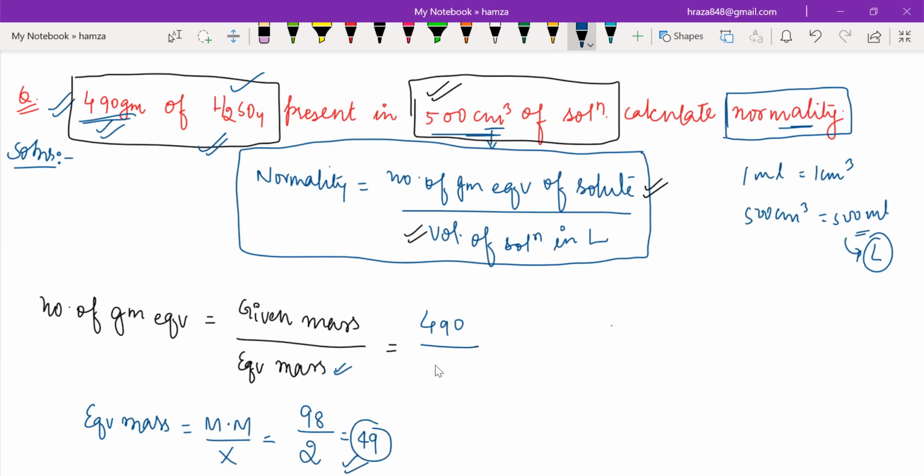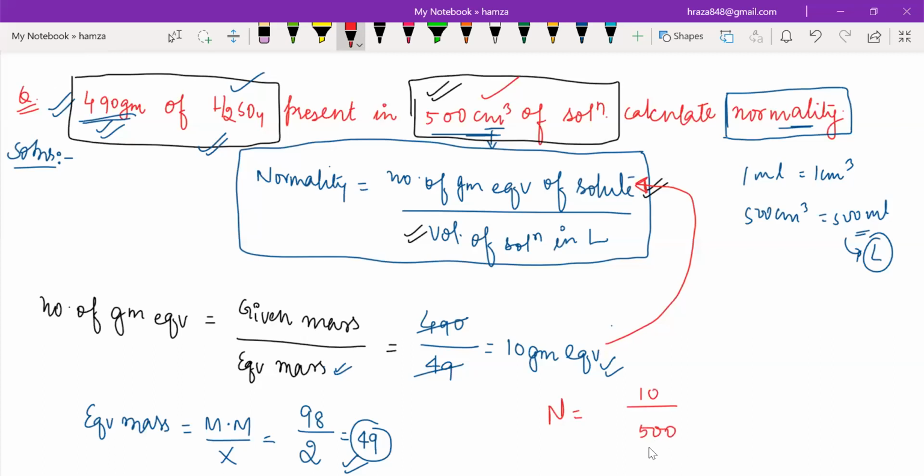So putting the value 49 here, you get 10 gram equivalent. That means number of gram equivalent is just calculated, that is 10. Now put the value 10 gram equivalent here, and the volume of solution in liter here. Normality is equal to number of gram equivalent, that is 10, divided by volume. Volume of 500 centimeter cube is 0.5, that is 500 divided by 1000.